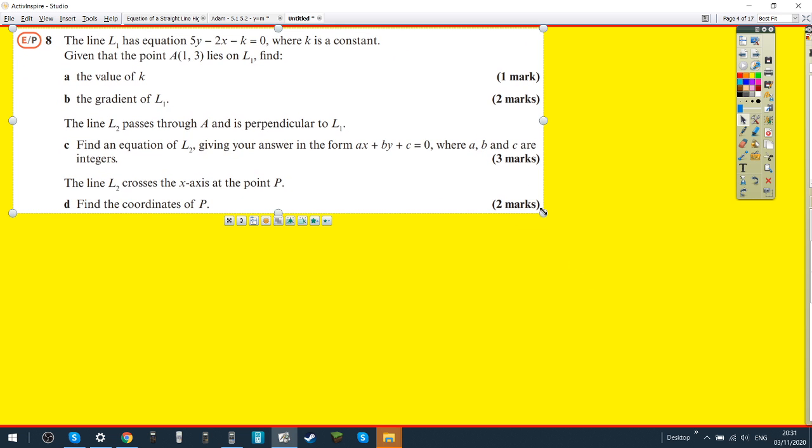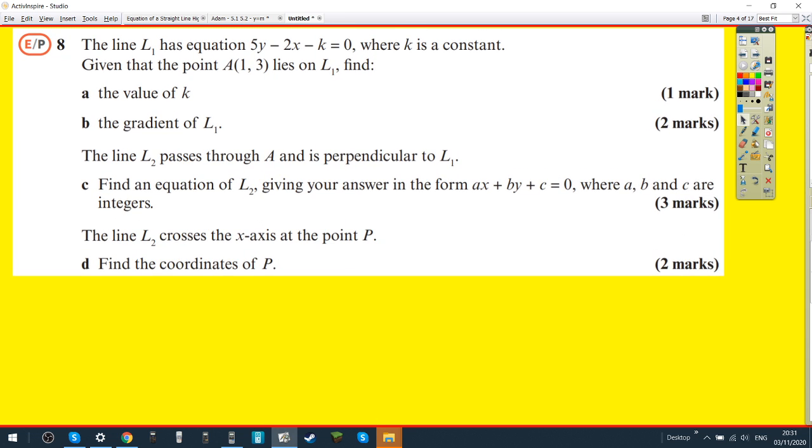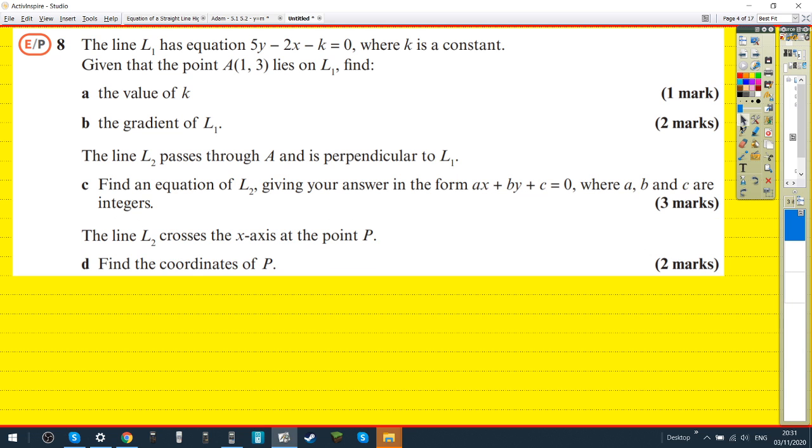Okay, let's see. So these might be the ones that I've been looking for. These K types. Okay, part A.